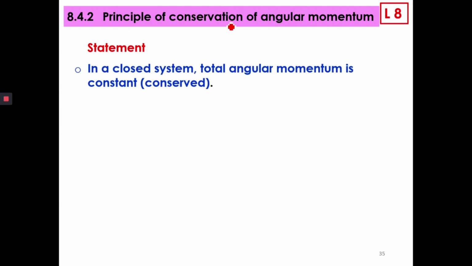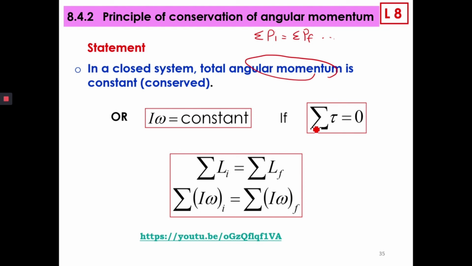Principle of conservation of angular momentum. Before this, we had the principle of conservation of momentum: total P initial equals total P final in a closed system. So here, in a closed system, total angular momentum is constant or conserved, where total angular momentum initial equals total angular momentum final. In the case of the formula, I omega initial equals I omega final, so it is constant. This is the rotational case.